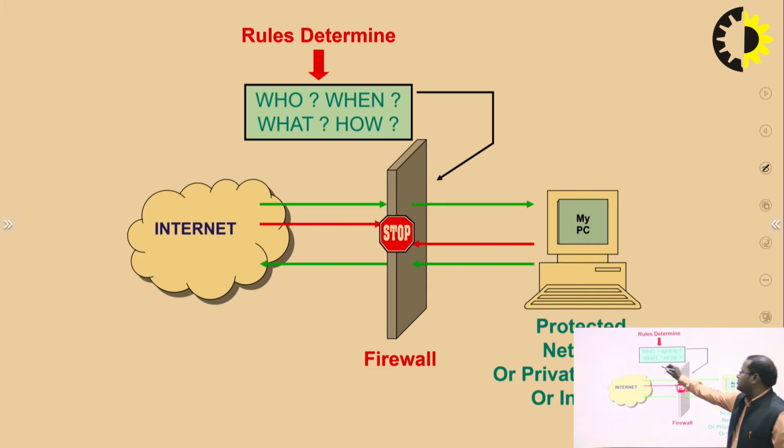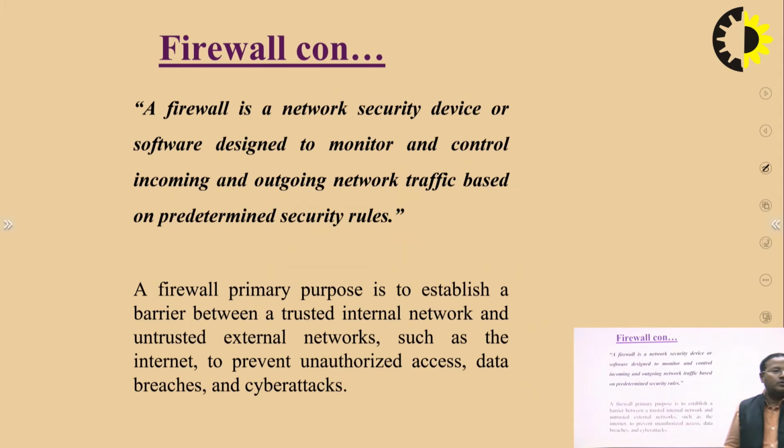Here, these are the rules: who, when, what, how. This is the internet, and this is our protected network, that is called the private network or intranet, and here the firewall is present. So, a firewall's primary purpose is to establish a barrier between a trusted internal network and an untrusted external network, such as the internet, to prevent unauthorized access, data breaches, and cyber attacks.